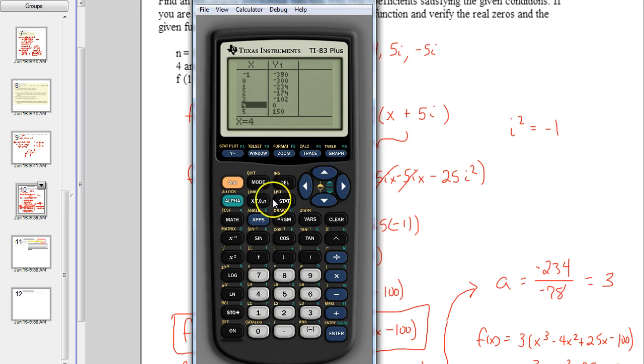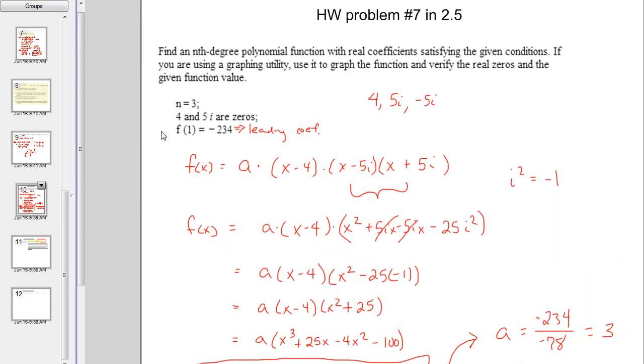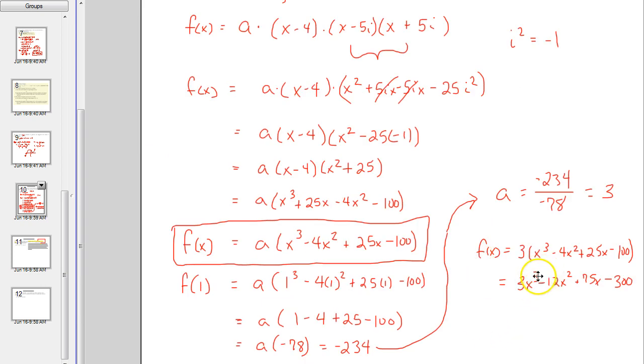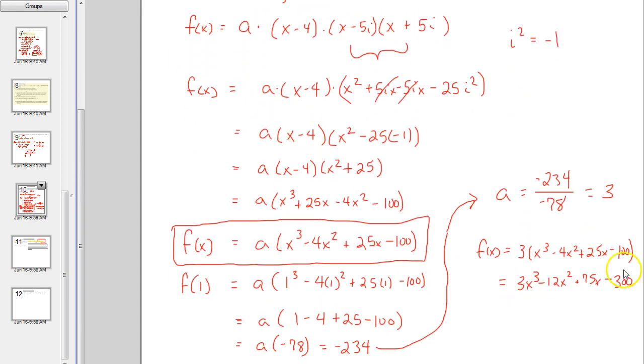Okay, and then for the complex or the imaginary zeros, you just have to plug into your calculator this way. So write it out. Where there's an x, replace x with 5i. Remember i is second decimal point, and you get 0. Okay, and then if you go back and plug the negatives in front of the 5i's everywhere, you also get 0. Okay, so we have everything satisfied, meaning it's degree 3. 4 is 0, 5i, negative 5i are zeros, and then f of 1 equals negative 234. So this is the polynomial that does that.